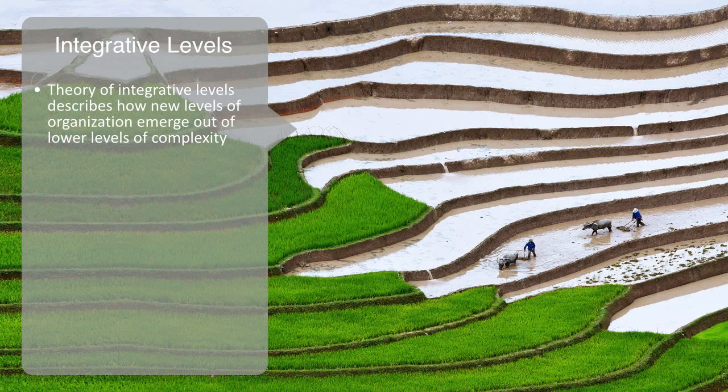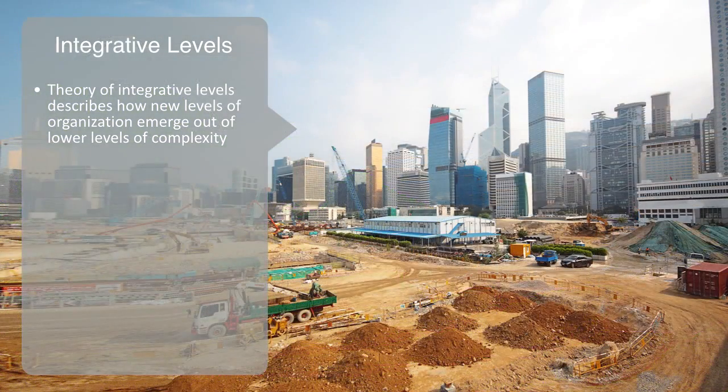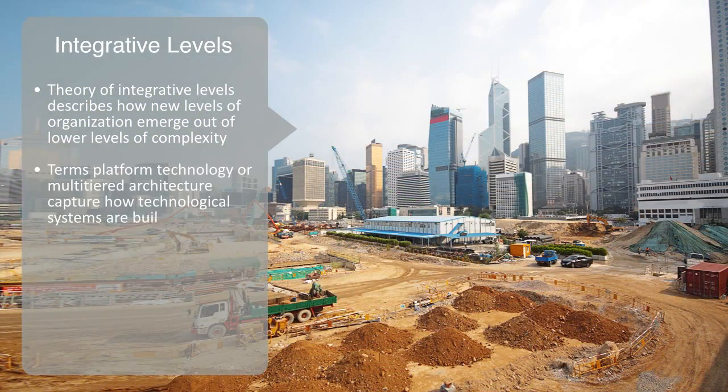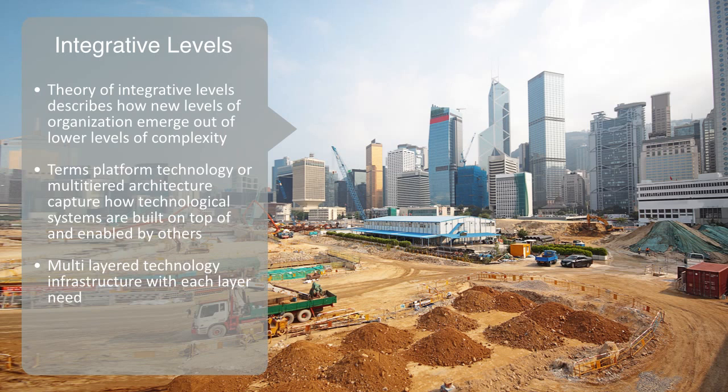The terms platform technology or multi-tier architecture are used to capture how technology systems are built on top of and enabled by other technologies. A functioning urban center that provides a high quality of life to its citizens is an emergent property of multiple layers of technological infrastructure. Each layer needs to be properly integrated to enable the technologies it supports.